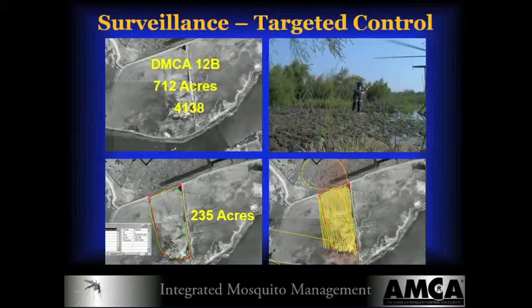And this surveillance, as I said, is essential so that you can efficiently and effectively target your mosquito larvae. Here you've got 712 acres of salt marsh, and a person who is actually doing the dipping throughout this area, looking for larvae. In this particular instance, out of the 712 acres, they found 235 acres that actually had larvae in it. So they treated the 235 acres rather than the 712, which would have cost an enormous amount of money and caused some ecological issues that didn't have to come about. So surveillance can help you target your control.